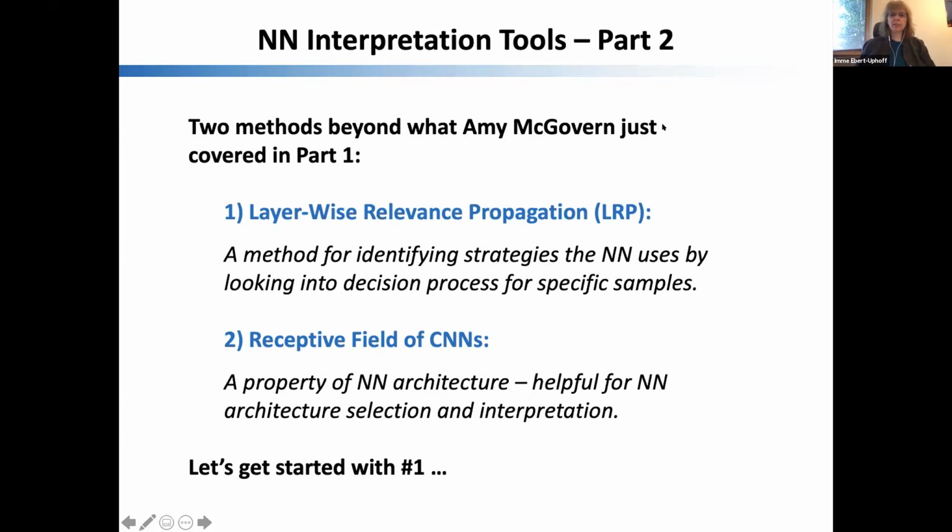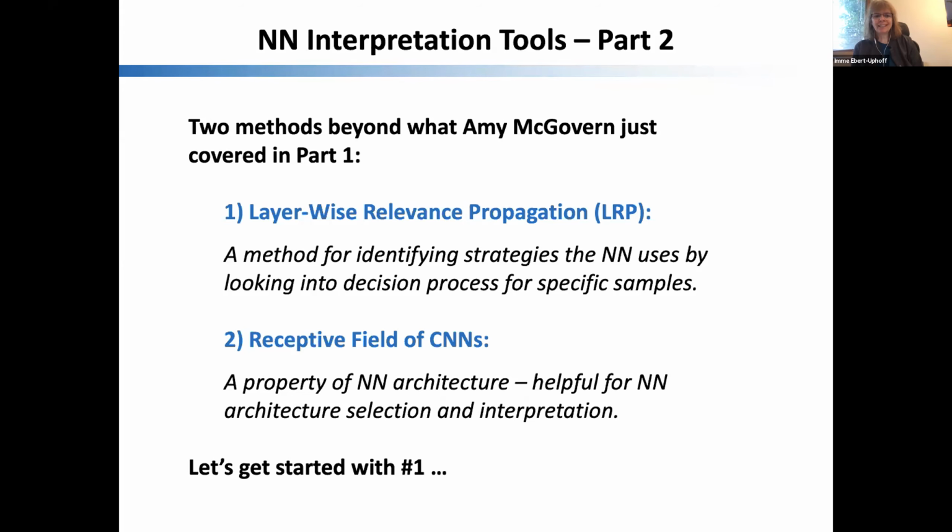So what will I cover? I'm planning to cover two different methods that Amy didn't cover, which are number one, layer-wise relevance propagation, and number two, receptive fields of convolutional neural networks. So layer-wise relevance propagation is really a method for identifying strategies that the neural network uses by looking at the decision process for specific samples. And receptive fields, on the other hand, are a property of the neural network architecture, which is very helpful, in my opinion, for neural network architecture selection interpretation.